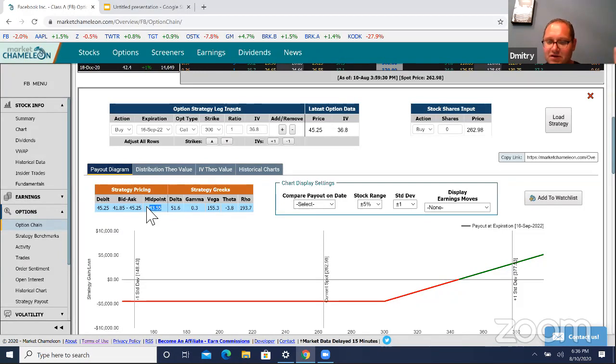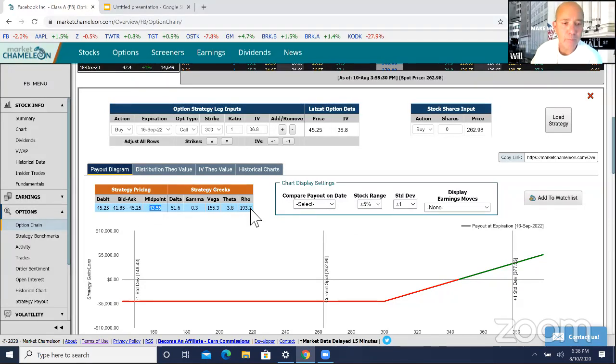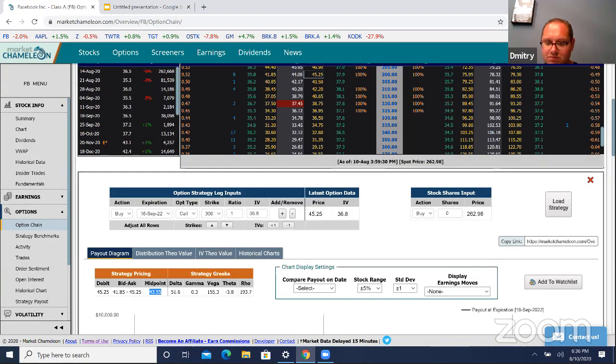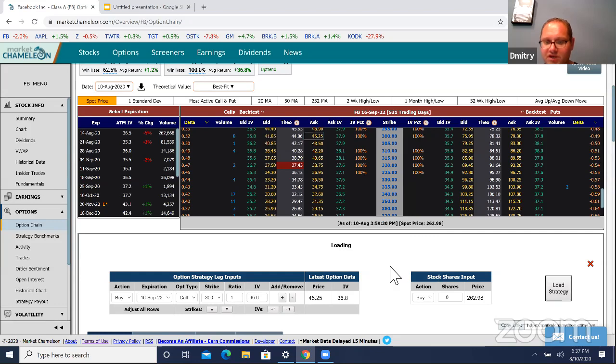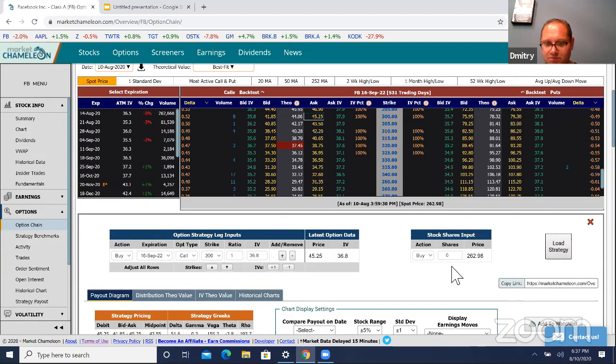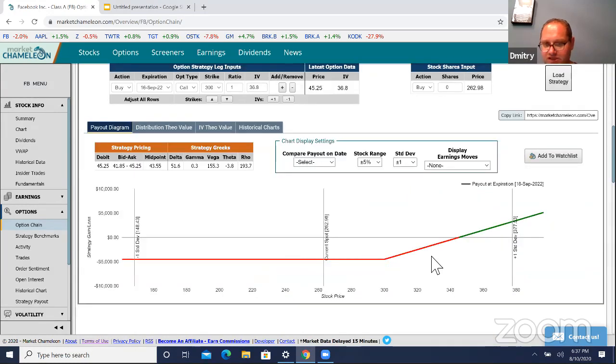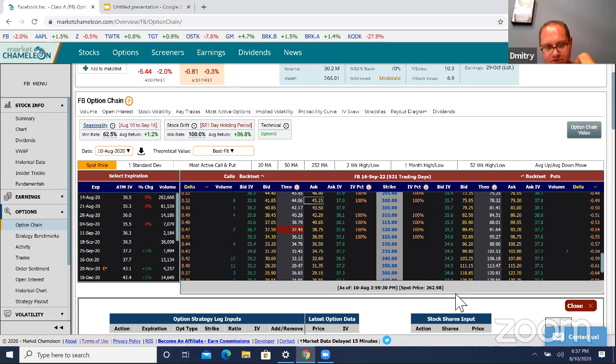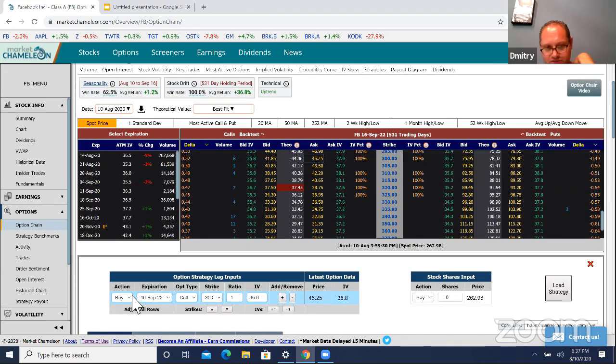That's the bid, that's the offer, midpoint 43.55. That's kind of considered the market fair value, the midpoint. There you go, guys. So that's how you get the midpoint. Just click on it, open it, and this draws you a chart of what your payout would look like. Let me come back over here. So you see at expiration, I clicked on the 300 call. The stock right now is 262.98.